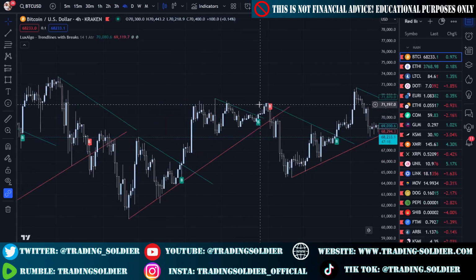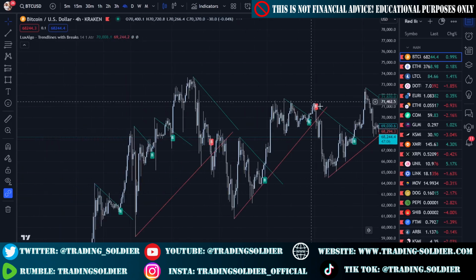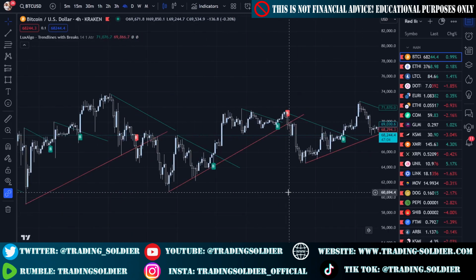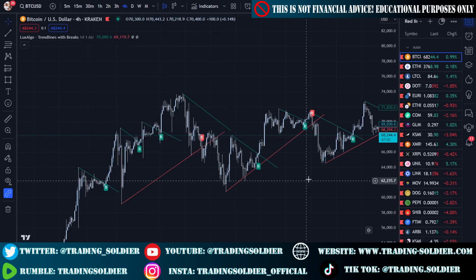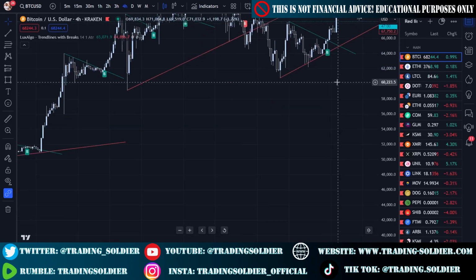So basically we can switch between breaks. We sell when we see the bearish break of the trend line, and we buy when we see the bullish break of the descending trend line. So basically that's how I will interpret this indicator and how I will use it in my trading strategy to make money from the market.